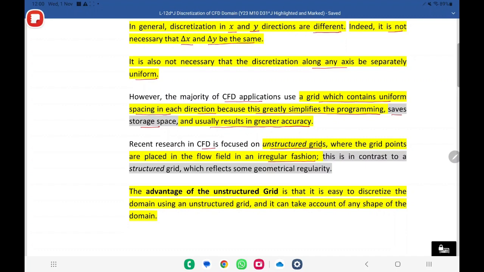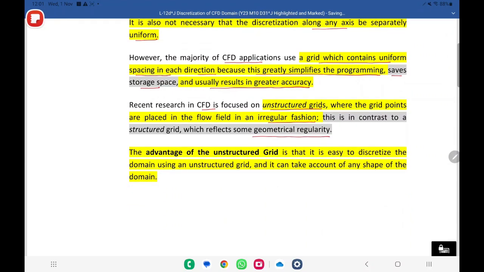A structured grid is one in which you can find the coordinates of each cell by a relation. If you can put them in an equation, it is a structured grid. If I can define all the corners of all the cells with the help of some equation, it is a structured grid. That means there is a structure. Unstructured means there is no pattern between them. You cannot define the equation, which means that you have to define each and every cell. Okay. Now this is in contrast to structured grid, which reflects some geometrical regularity.